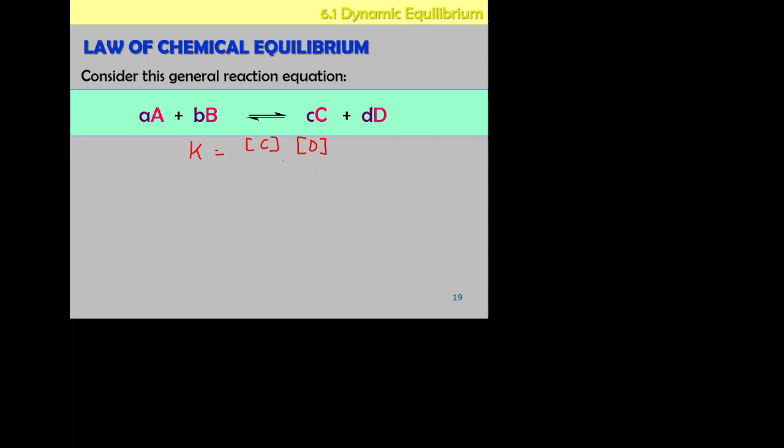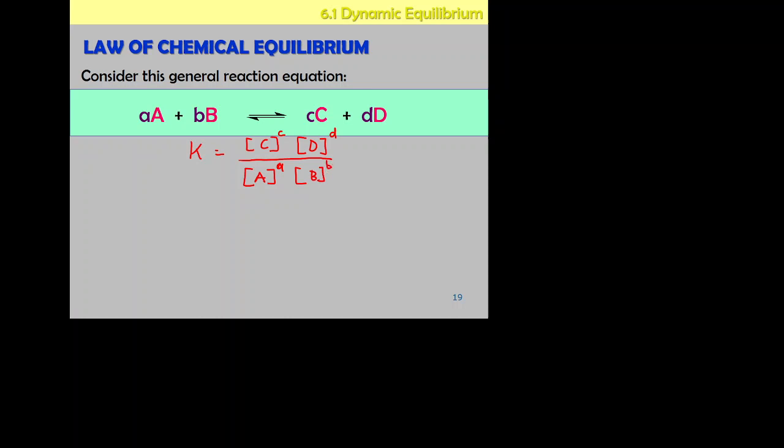And this concentration must be to the power of its stoichiometric coefficient. So remember to balance the equation, the stoichiometric coefficient in front. So the concentration of C must have the power of C's coefficient, and the concentration of D must be to the power of its coefficient in front, divided by the concentration of reactants to the power of their stoichiometric coefficients, and likewise.